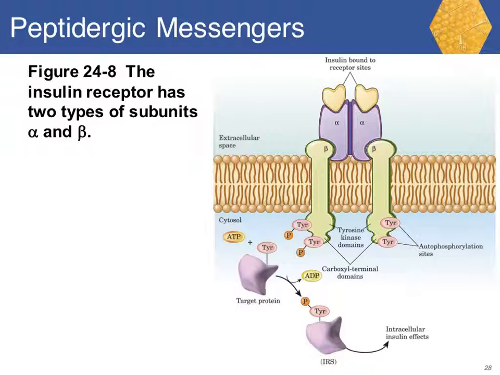this causes the beta subunits to automatically phosphorylate the tyrosine residues on the other end. When the tyrosine residues are phosphorylated, this then causes the phosphorylation of insulin receptor substrates. These are just simply called IRS. And they act as a second messenger.